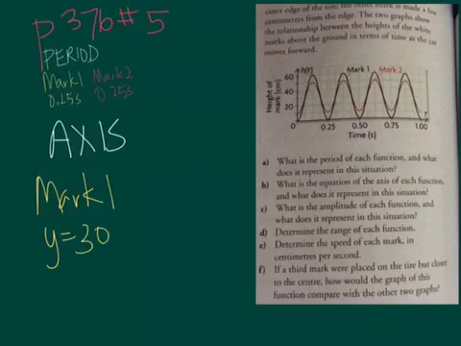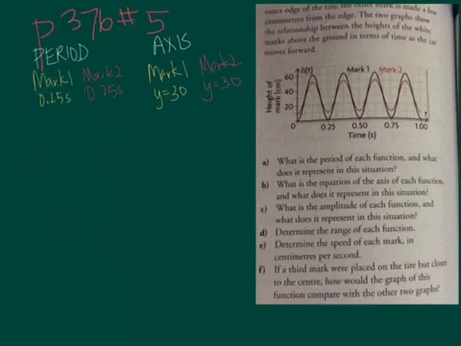For Mark 2, or the red line, we look at the maximum is 50 and the minimum is 10. And halfway between the maximum and the minimum is y equals 30 is the axis.